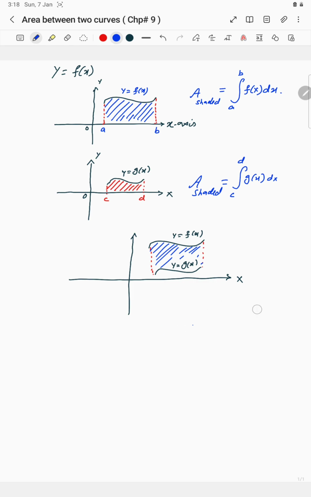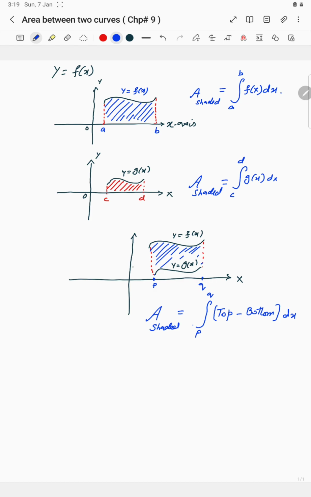So this can be formulated as: the area of the required shaded region will be, first we need to solve them simultaneously to get the limits. Suppose they are P and Q. Suppose the limits along the x-axis lie between P and Q. So the required shaded area will be the integral from P to Q of the top curve minus the bottom curve, dx.